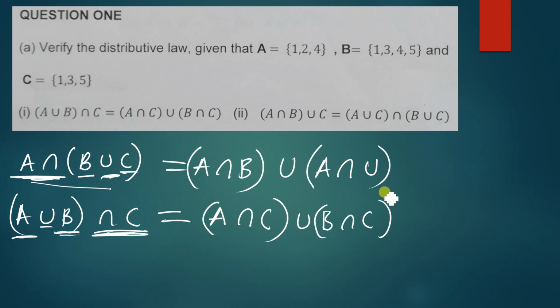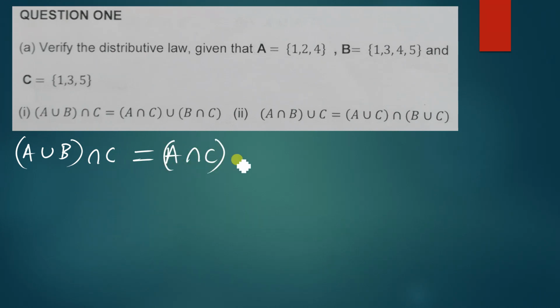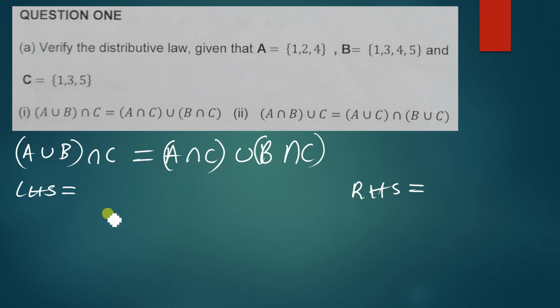Okay, so let us now apply the sets that we've been given. If you check, we have been told to verify that A union B intersection C is equal to A intersection C union B intersection C. So now how do we deal with this? We are going to get the left hand side first. This is how we verify. We first get the left hand side and find the answer. We also get the right hand side and also find the answer.